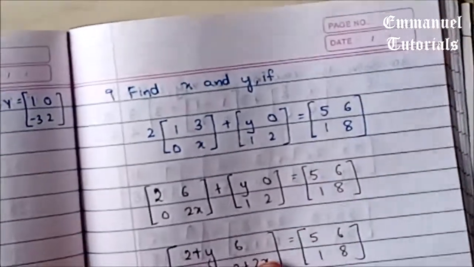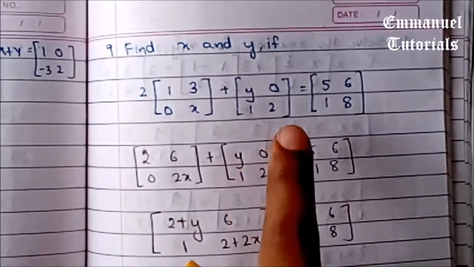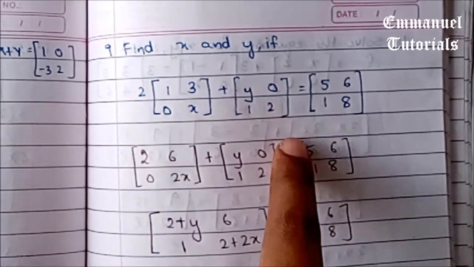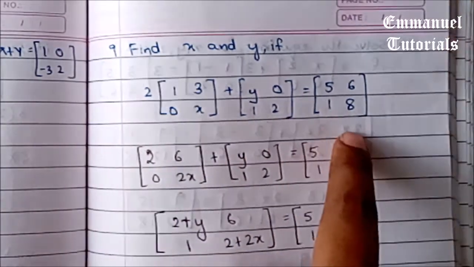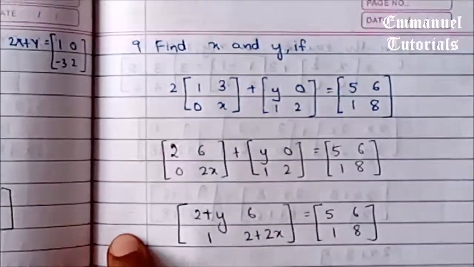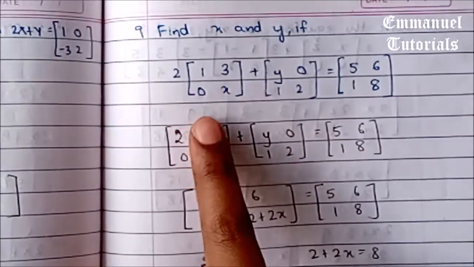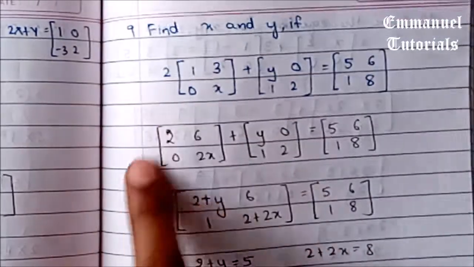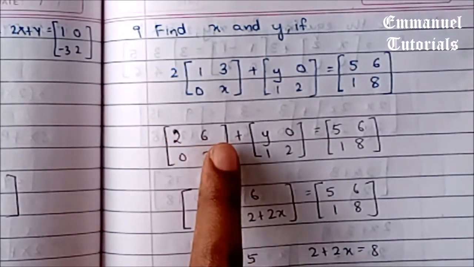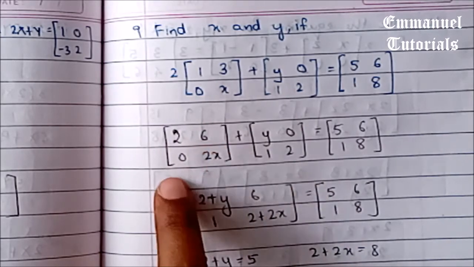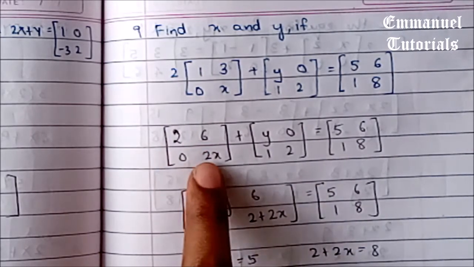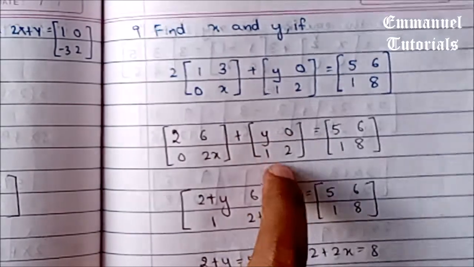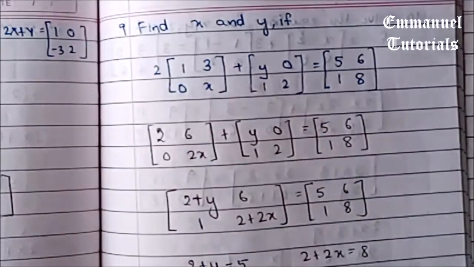Now next question, you have to find out x and y if 2 into this matrix plus this matrix is equal to 5, 6, 1, 8. So the first thing we will do is multiply each element of the first matrix by 2. It will be 2 into 1 is 2, 3 into 2 is 6, 2 into 0 is 0 and 2 into x is 2x, plus the whole second matrix is equal to the third matrix.